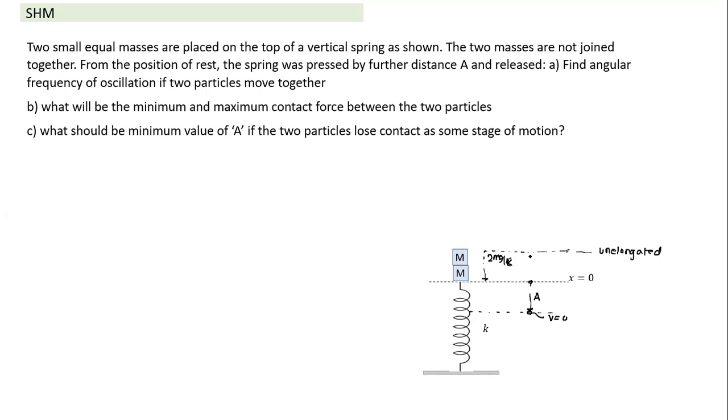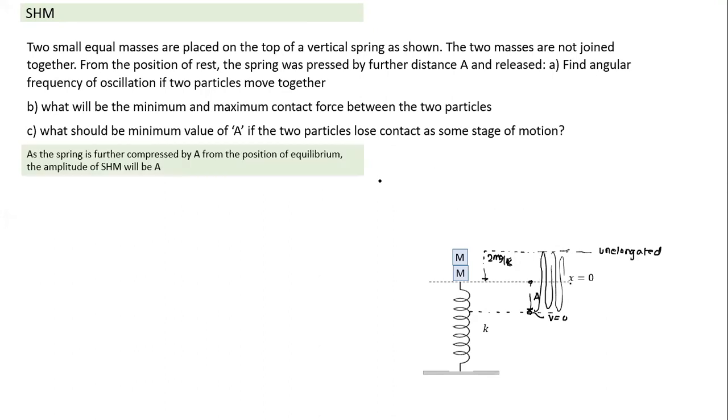It will start oscillating. How would it oscillate? It will oscillate about this mean position. This kind of oscillation will happen. By chance this is looking equal, ignore that part. It will start oscillating about the mean position. So that's how we should understand it here. Now let's look at what the question is. Find the angular frequency of oscillation if the two particles move together. That's a very simple question to answer.